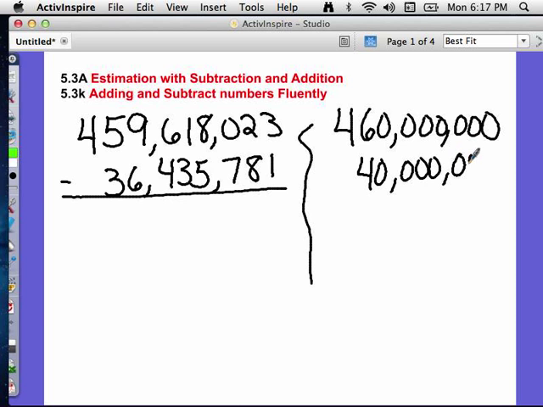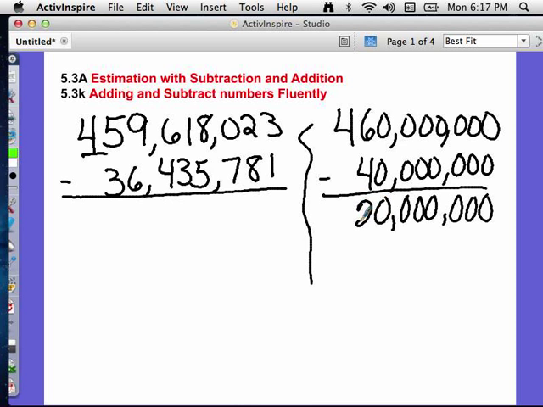Again, the form of estimation that I am using is rounding. There is another form of estimation which we call the front-end method, and the front-end method we will just focus on the largest place value, which this would have been 500,000. Okay, if I go ahead and subtract these, I'm going to go ahead and do that. My estimated answer is going to be about 420 million.